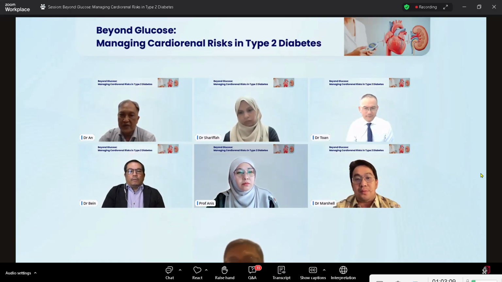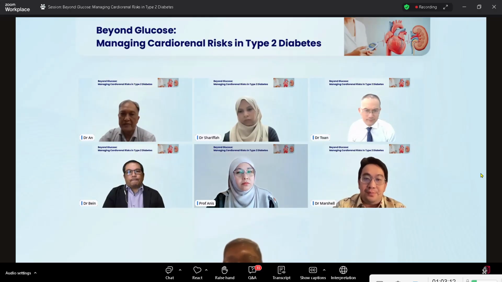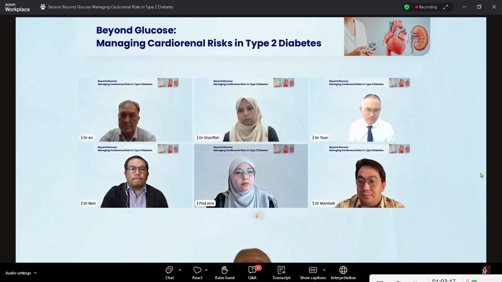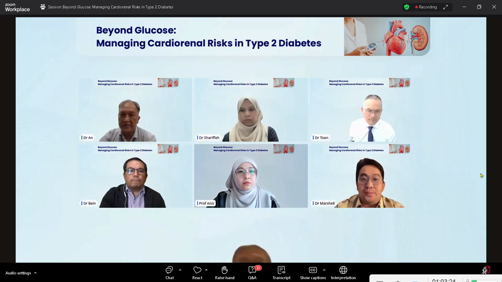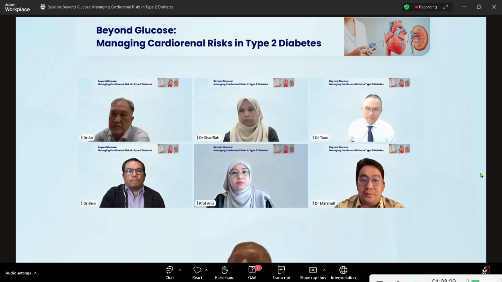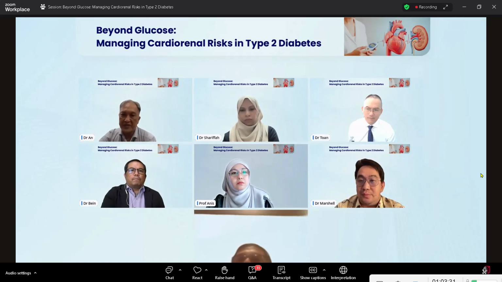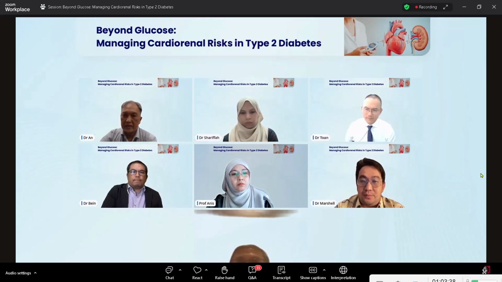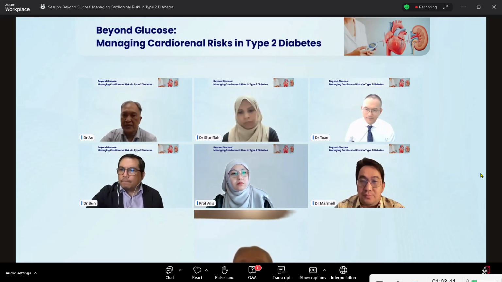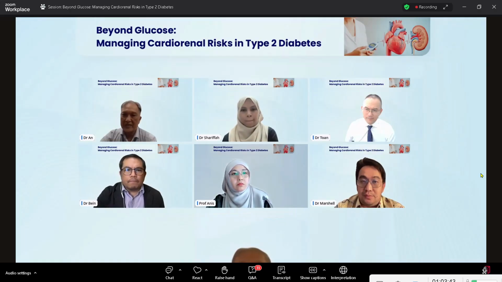I will move to the second question. For secondary prevention, LDL needs to be reduced by greater than or equal to 50% from baseline, to a target lower than 1.4. Is there any exact time or duration to achieve the target?